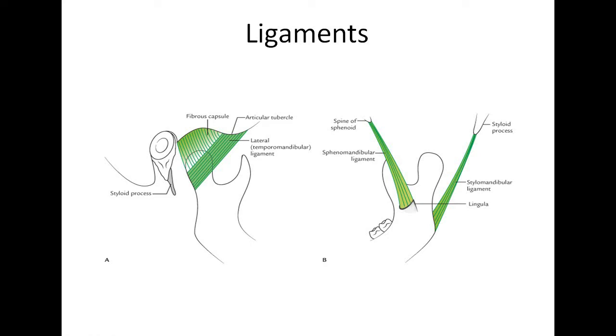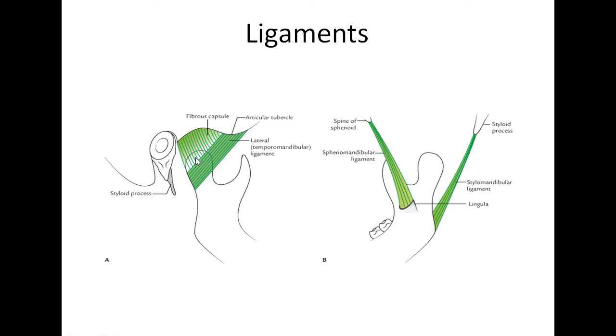The 2 true ligaments are the fibrous capsule and the lateral temporomandibular ligament. The fibrous capsule is a fibrous sac which encloses the articular surfaces of the joint cavity. It is attached above to the articular tubercle and the articular fossa, whereas it is attached below to the neck of the mandible. The capsule is loose above the intraarticular disc, whereas it is tight below the intraarticular disc.